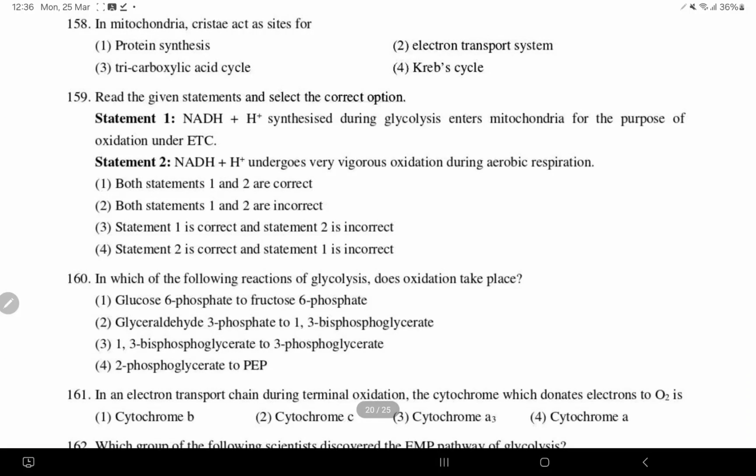NADH plus H plus synthesized during glycolysis enter the mitochondria for the purpose of oxidation during ETS. Right? NADH plus H plus undergo very vigorous oxidation during aerobic respiration. So both the statements are correct.